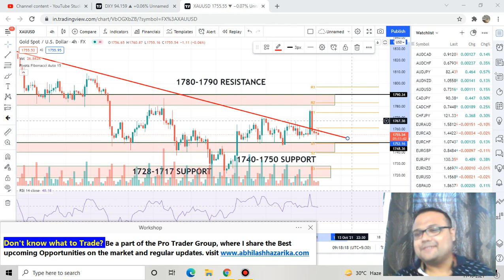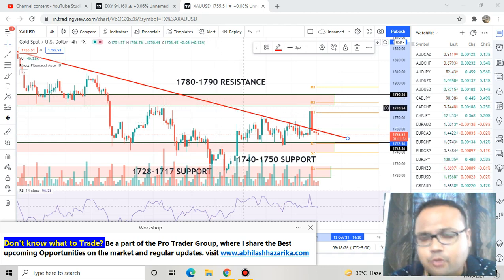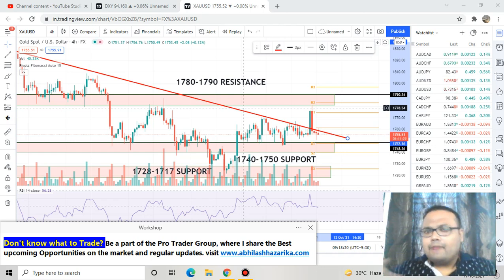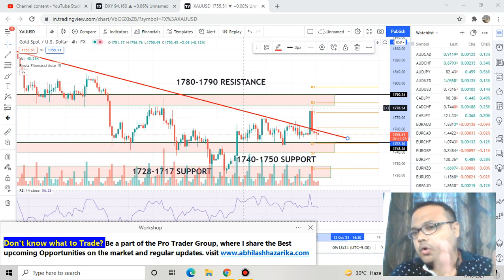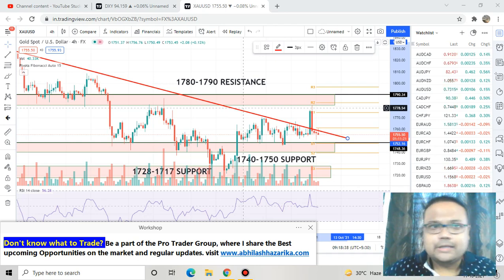So let's get started. This is the Forex chart of gold USD in front of us right now, and as you can see, after the market opening there has not been much movement on the gold USD chart. Today I will not be stretching the video because I have already done a detailed video on gold USD on Saturday. I'll try to keep the video short.